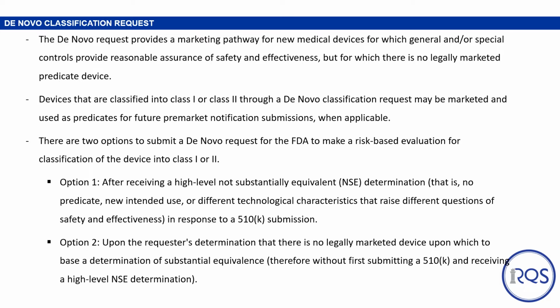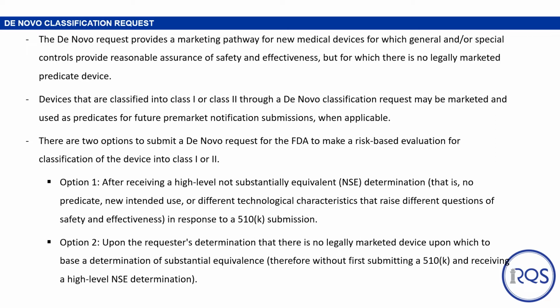The De Novo classification process is a risk-based process, and there are two options to submit a De Novo request to the FDA. Option 1 is after receiving a not substantially equivalent determination from the FDA, or option 2 is when the requester themselves determine that there is no legally marketed device upon which to claim equivalence.